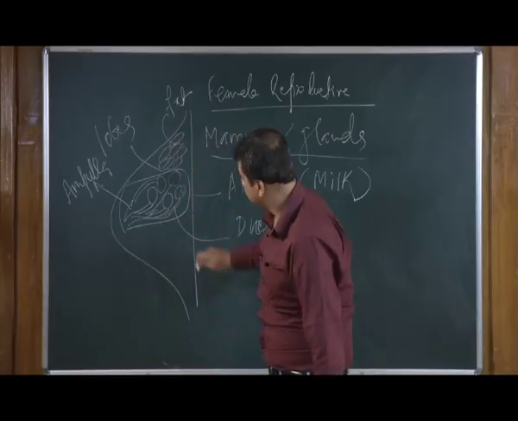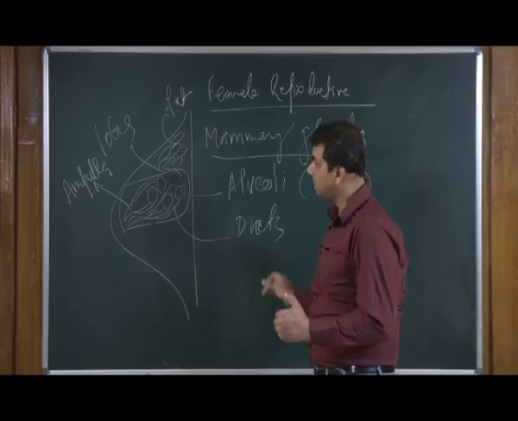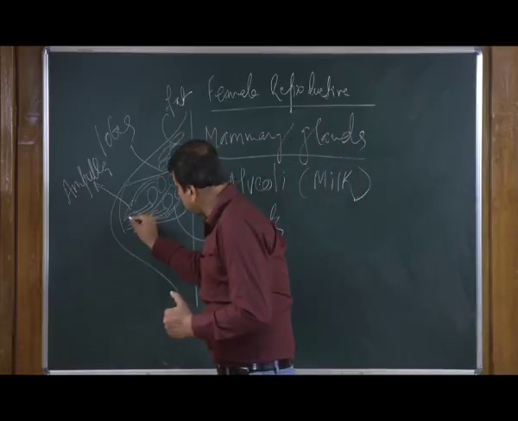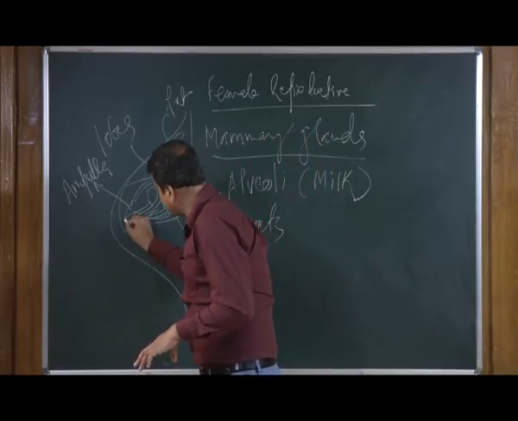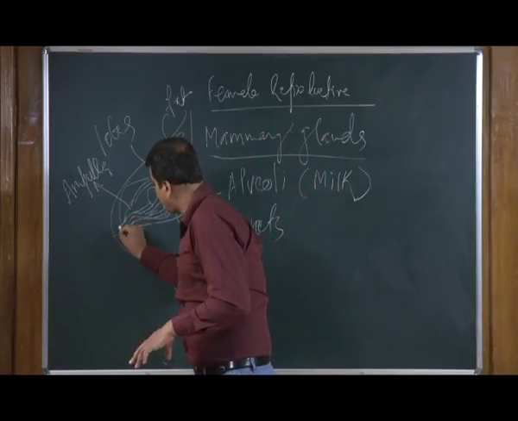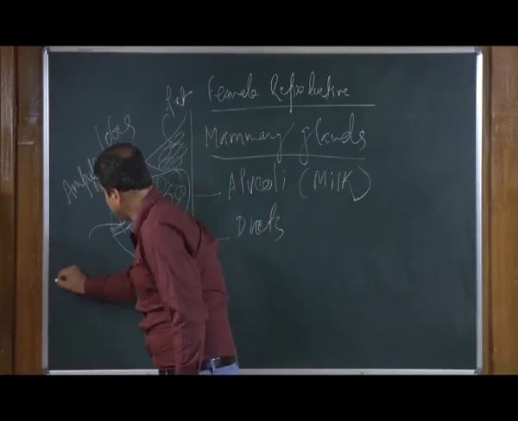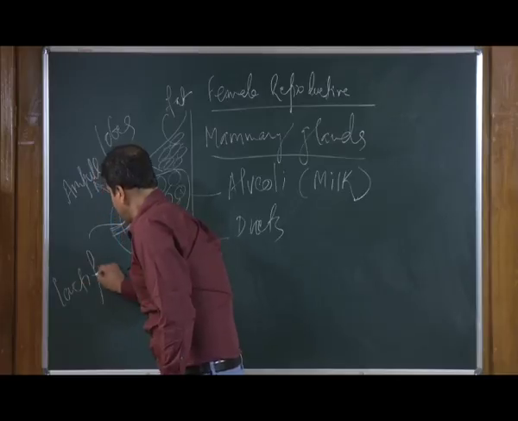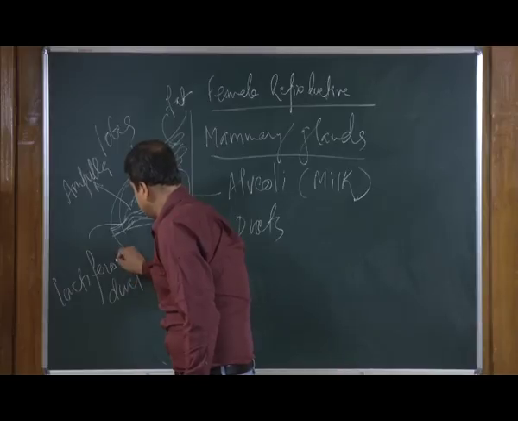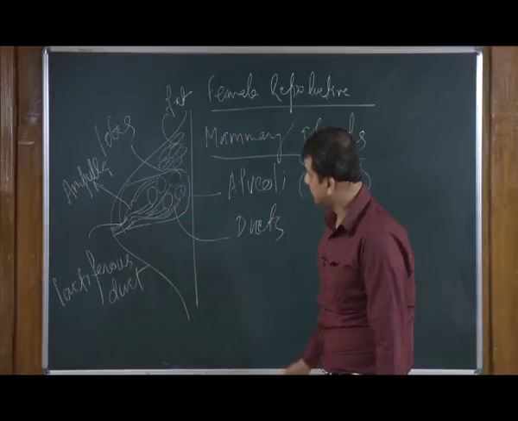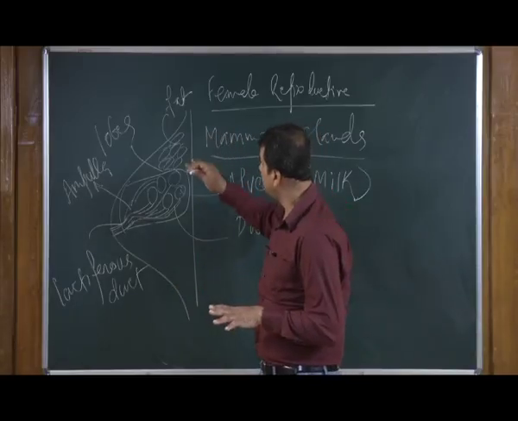This ampulla is the merged area of the ductal system of the mammary gland, and this whole ampullar ductal system continues in the form of what we call the lactiferous duct. The lactiferous duct is the duct that ejects the milk from the mammary gland.